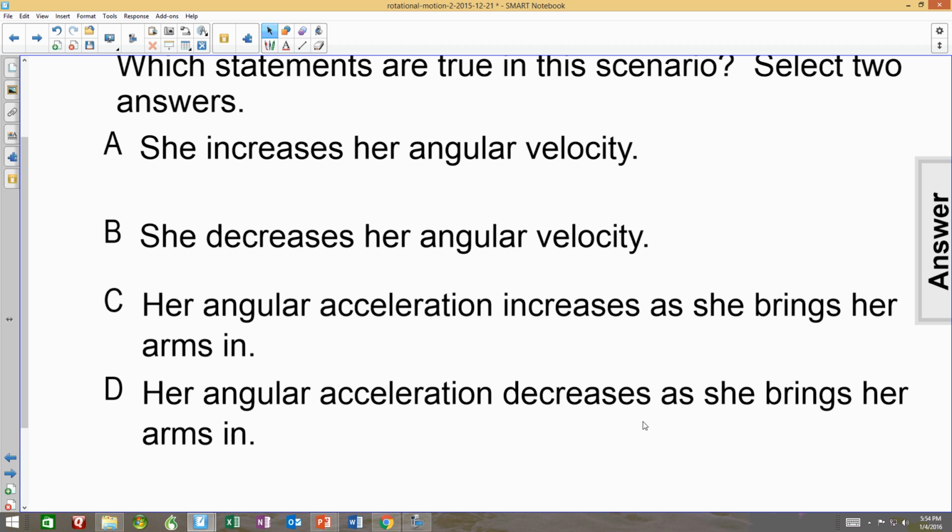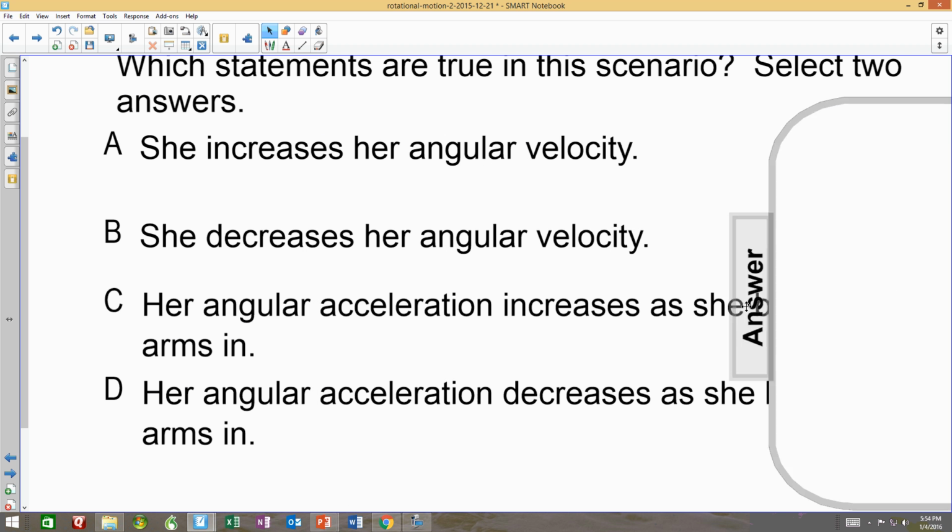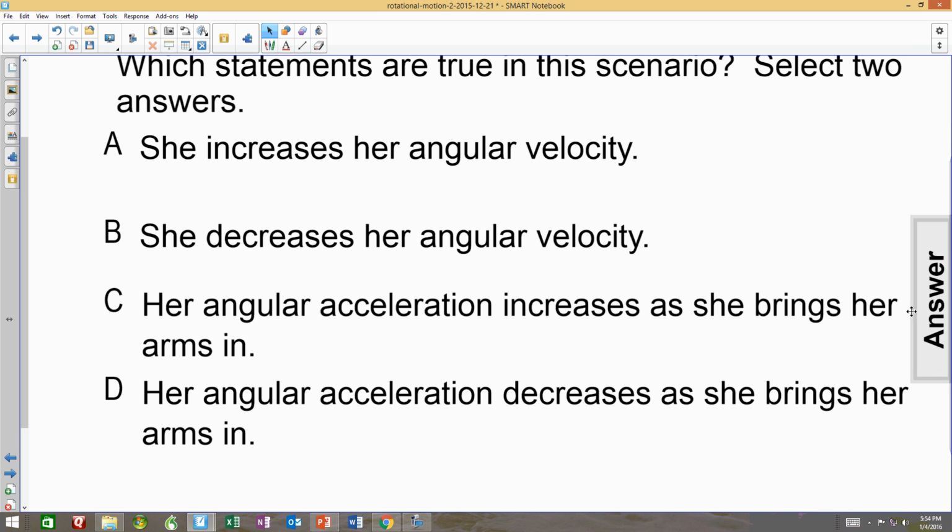Okay, so let's see if you selected the correct answer. Your answer should be A and C. She's going to increase her acceleration, and she's going to increase her angular velocity when she brings her arms in. Because remember, bringing her arms in decreases her moment of inertia. Since the angular momentum is conserved, it must be equal.